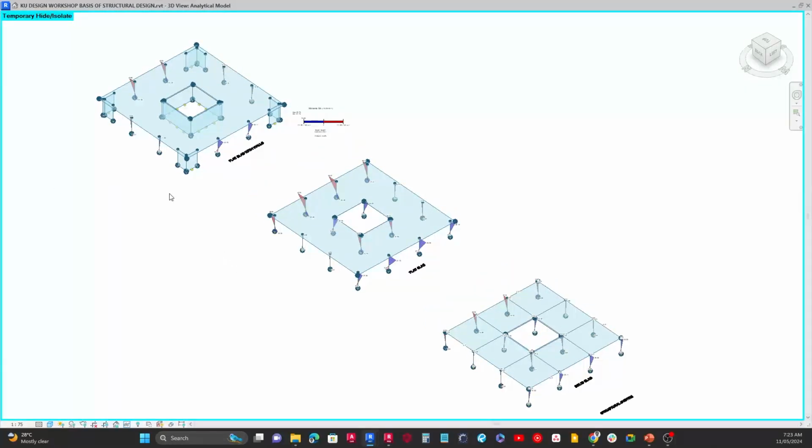Okay, let's look at something else as well. Let's look at the reaction forces. Now this is a combination of everything that we've learned so far. Those are the forces going to the building, I mean to the foundation.